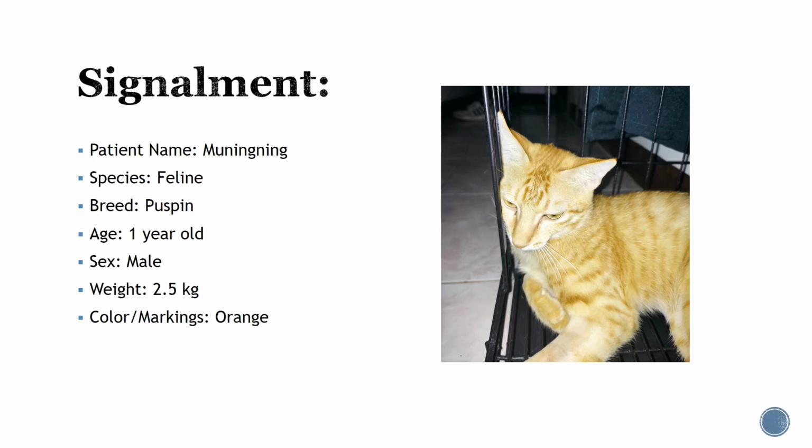For the patient signalment, our patient's name is Moningning, feline, breed Puspin, 1-year-old, male, 2.5 kilograms, with color markings of orange.